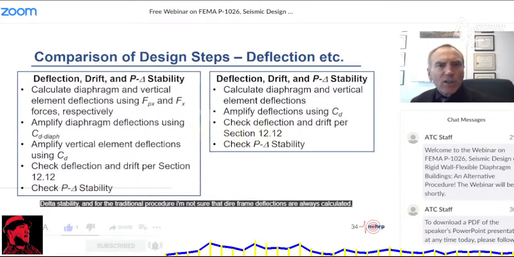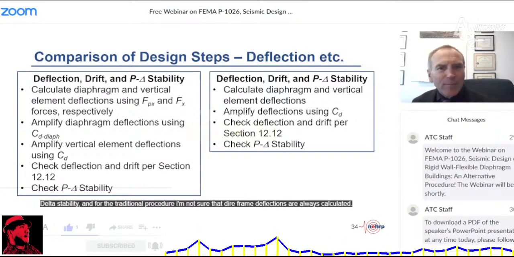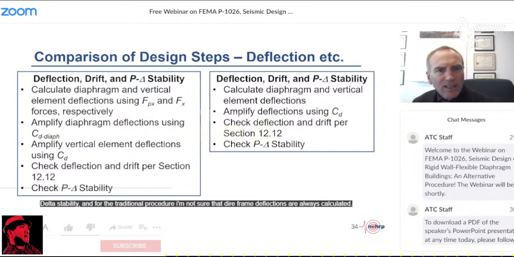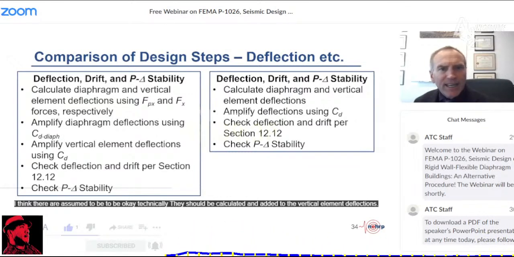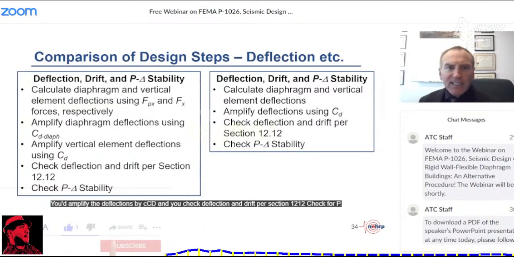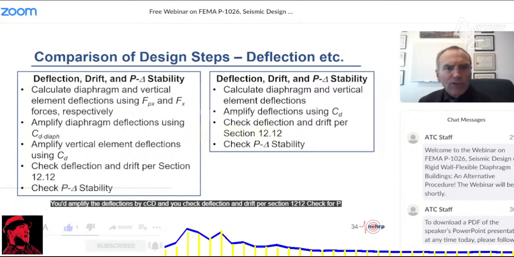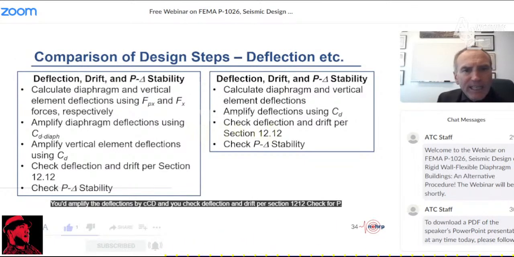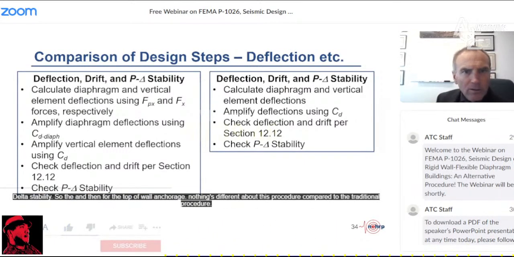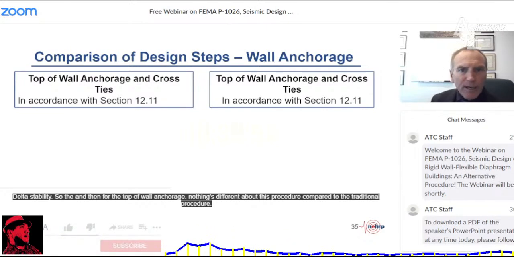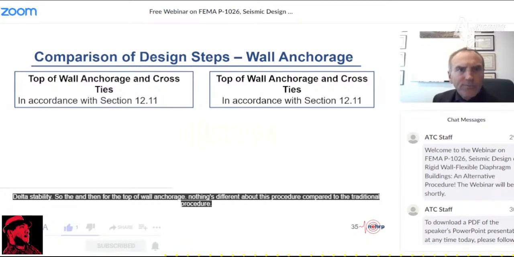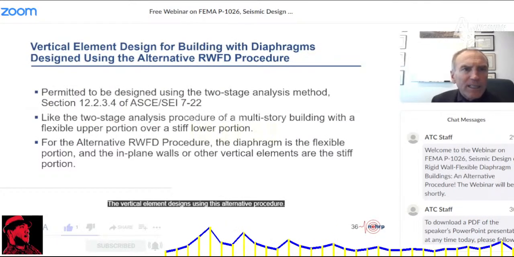And for the traditional procedure, I'm not sure that diaphragm deflections are always calculated. I think they're assumed to be okay. Technically, they should be calculated and added to the vertical element deflections. You'd amplify the deflections by C sub D, and you check deflection and drift per section 12.12, and check for P delta stability. And then for the top of wall anchorage, nothing's different about this procedure compared to the traditional procedure.